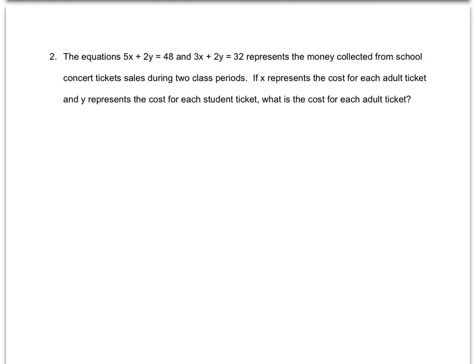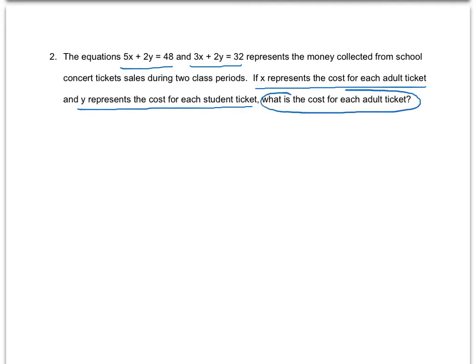Okay, here's example number 2. The equations 5x plus 2y is equal to 48, and 3x plus 2y is equal to 32 represent the money collected from school concert ticket sales during 2 class periods. If x represents the total cost for adult tickets, and y represents the total cost for student tickets, what is the cost for each adult ticket?